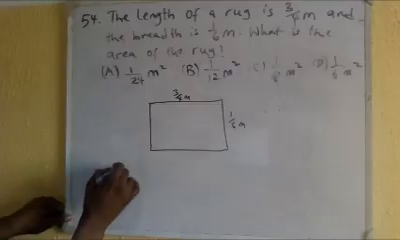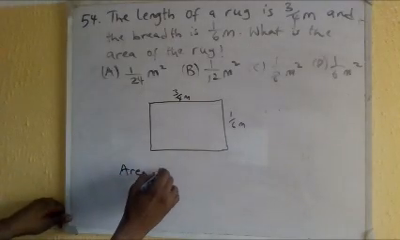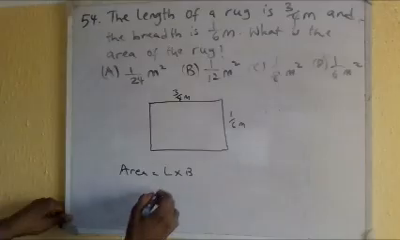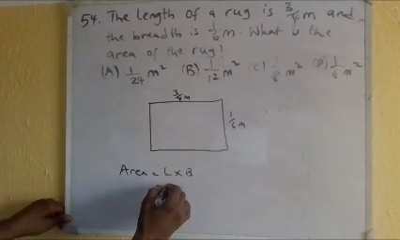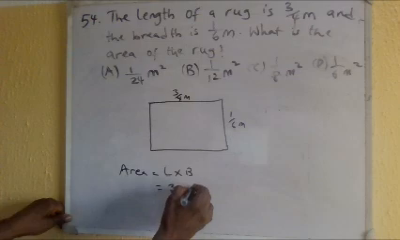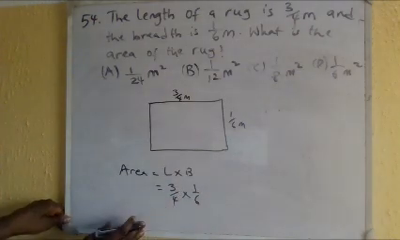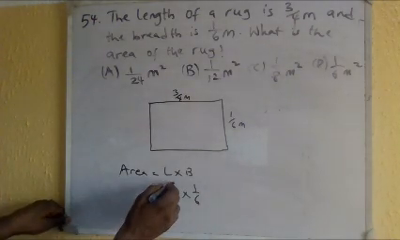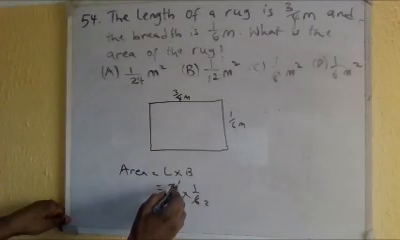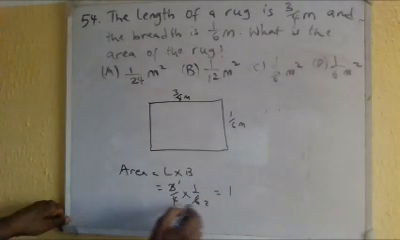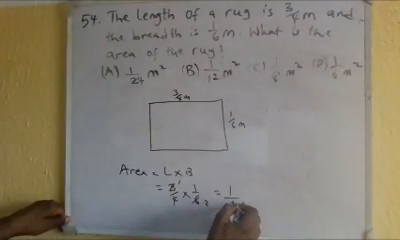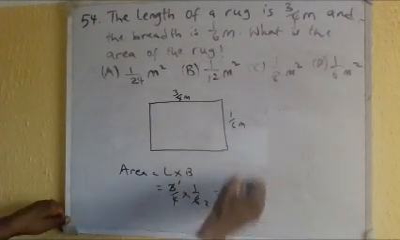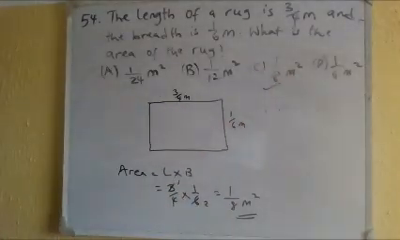Area of a rectangle is equals to length times breadth. So the length is 3/4 and the breadth is 1/6. So we're going to do fractional multiplication. So 3 here 1, 3 here 2. So 1 times 1 is 1, 4 times 2 is 8. 1/8 meter squared. The answer is C. So move on to the next question, number 55.